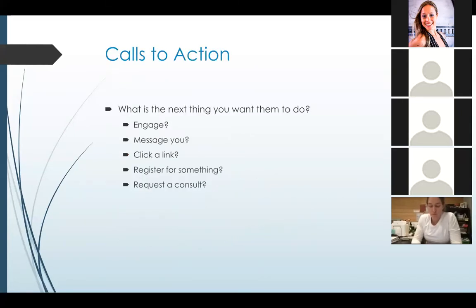So calls to action. What do you want people to do next? And I said in the beginning, I am very guilty of forgetting to do a call to action. I'm getting better at it, but for a while I actually had to have a sticky note next to my computer that said call to action.